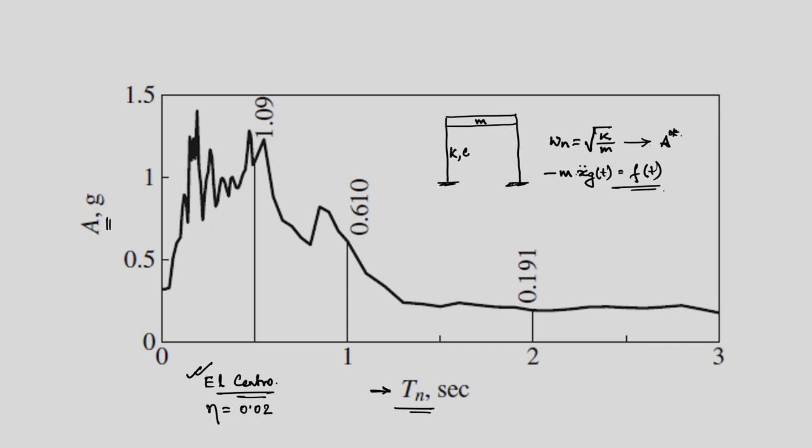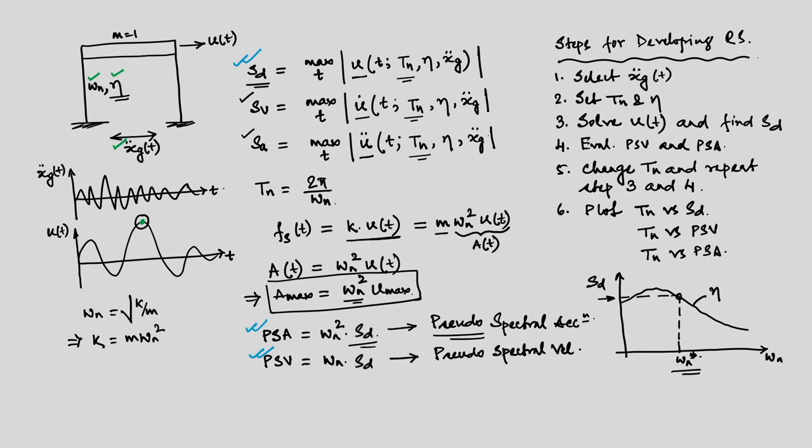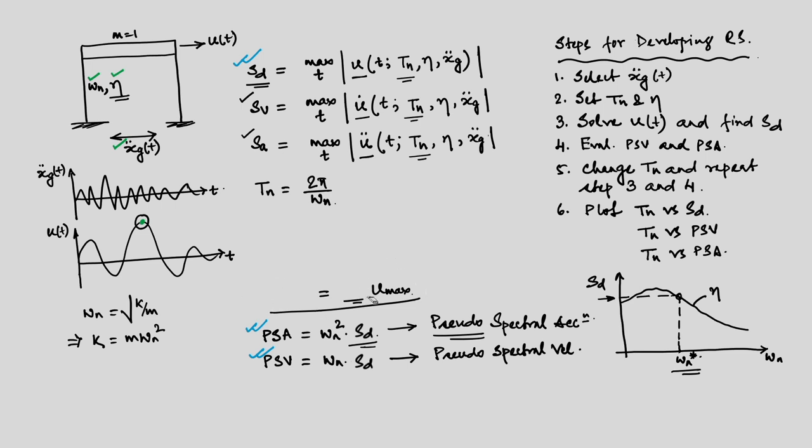For the time being, the point that worries us is how to develop this response spectrum, and I have already explained the meaning of response spectrum, how we develop it, and what are the different types of response spectrum that we can have. Before we conclude, let me go back to the same equation. The moment we solve the maximum displacement, we can use that information to find the maximum value of the velocity and acceleration using this expression. Let me write it down here. So PSA is equal to omega n square SD, and PSV is equal to omega n times SD. Right.